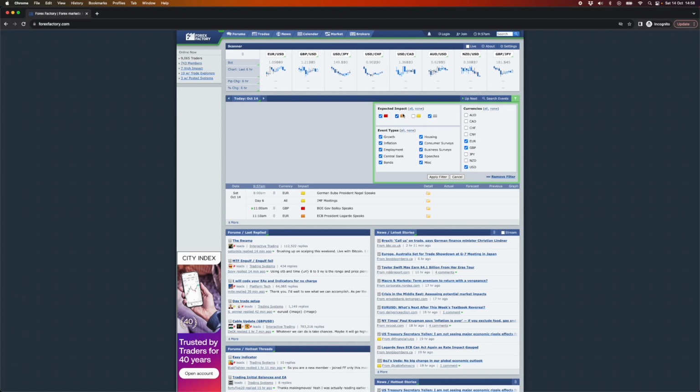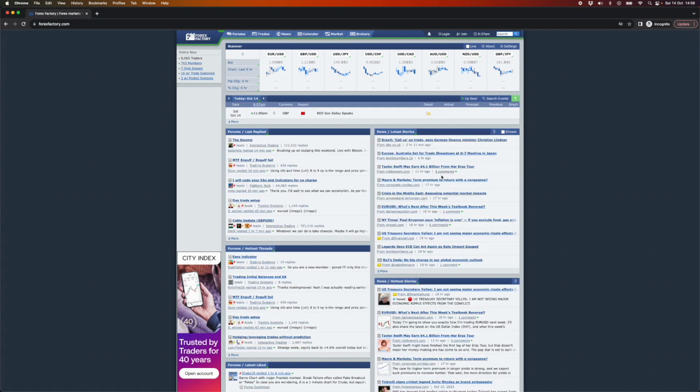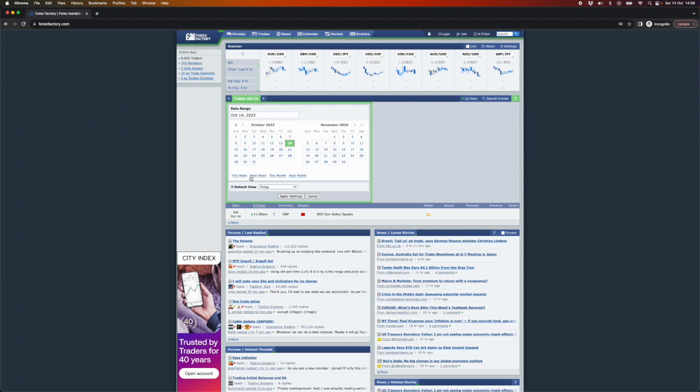I'll also take away the orange calendar. It's important to understand the orange folders as well, but I just want to focus on the red just to make this analysis a little bit easier for you guys to see. And let's change it so that we are showing next week.